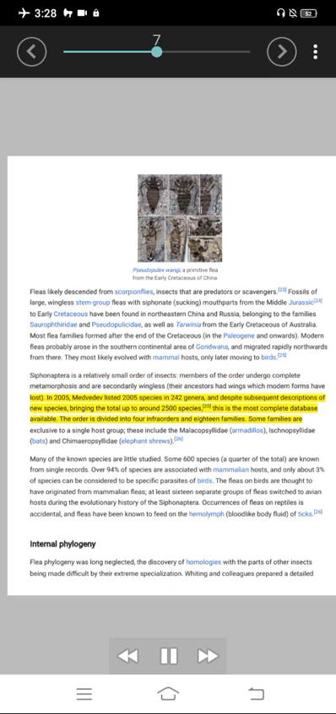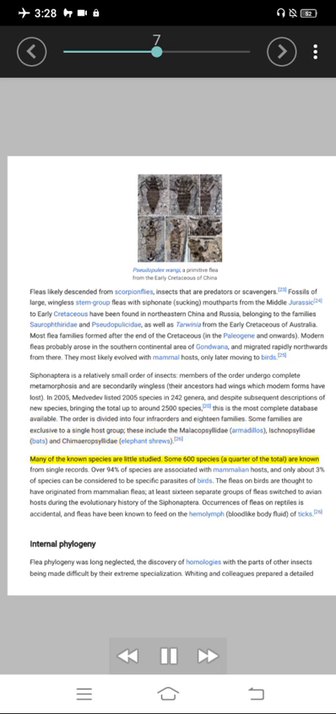In 2005, Medvedev listed 2005 species in 242 genera, and despite subsequent descriptions of new species, bringing the total up to around 2,500 species, this is the most complete database available. The order is divided into 4 infraorders and 18 families. Some families are exclusive to a single host group. These include the Mecoptera, armadillos, Ichneumon bats, and Chimaerocylidae, elephant shrews. Many of the known species are little studied.